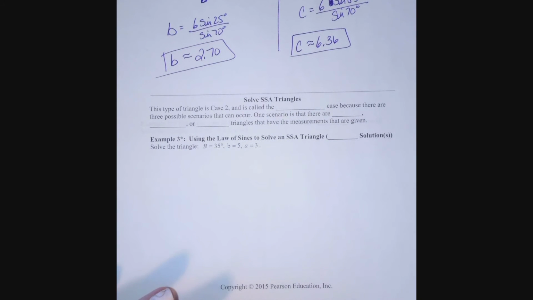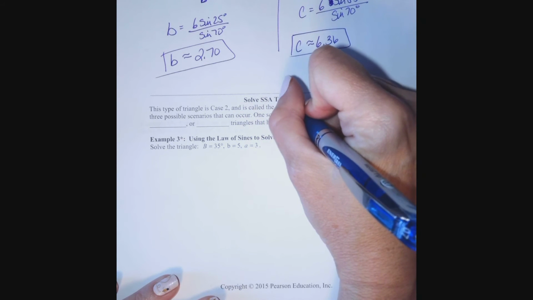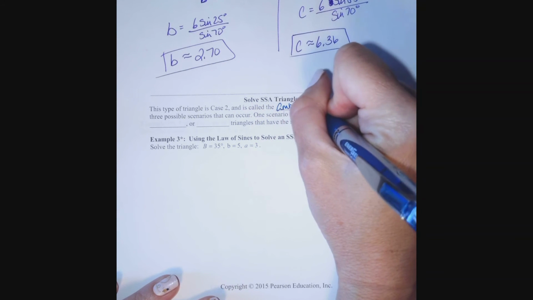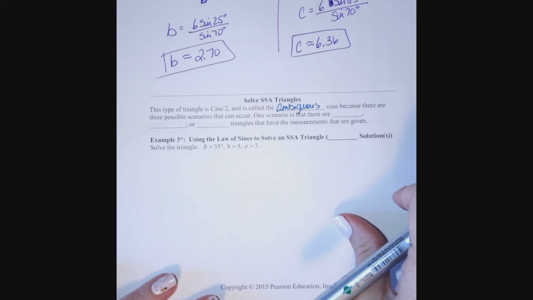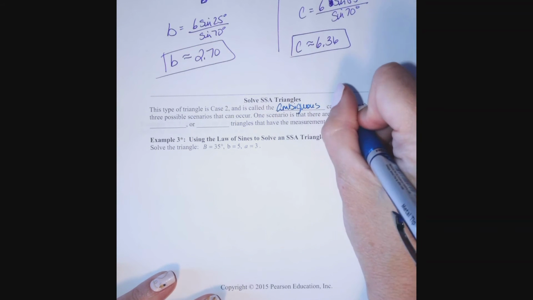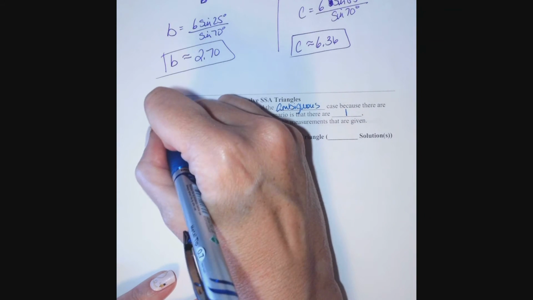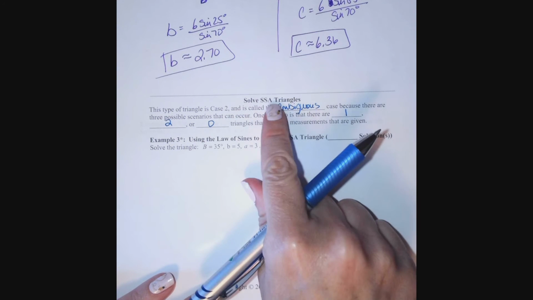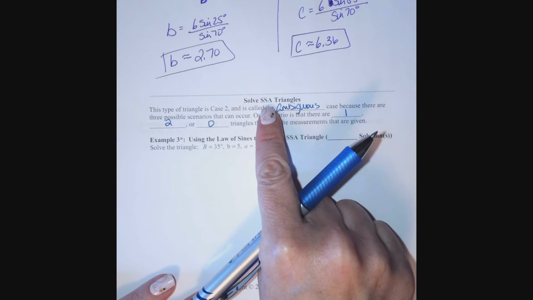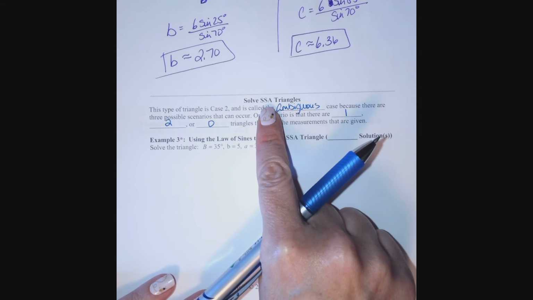All right, side-side-angle. This is our ambiguous case, guys. Ambiguous means it might be this, it might be that. There are 3 different ways this can fall out. There could be 1 triangle, there could be 2 triangles, or there could be 0 triangles with the given measurements when I'm given 2 sides and an angle that is not included between those 2 sides.